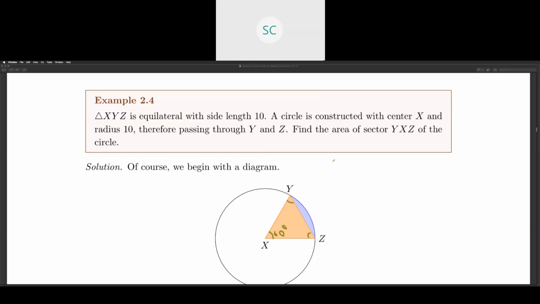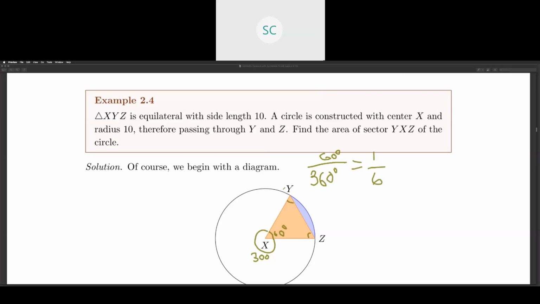But also note that there are 360 degrees in a circle, right? If I continued this, this would be 300 degrees, so the whole thing is 360. And from here, I think it's pretty intuitive that the sector is 1/6 the area of the circle, because this is 60 degrees of the 360 degrees. So 60 over 360 is just 1/6. You see how this is pretty intuitively obvious that this is just 1/6 of the circle.